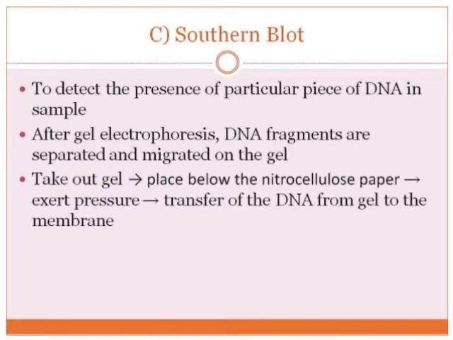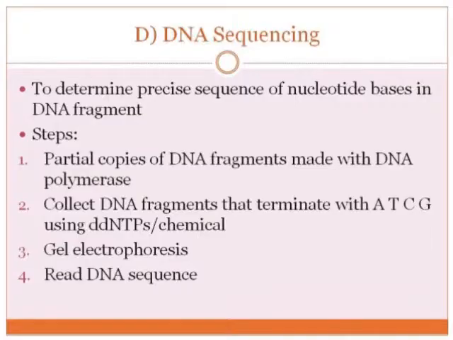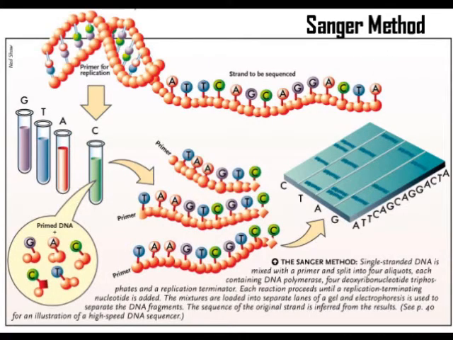Thirdly, Southern blot is used to detect the presence of DNA in a sample. And lastly, DNA sequencing is used to determine the precise sequence of nucleotide bases in a DNA fragment. So the most common type is the Sanger method.